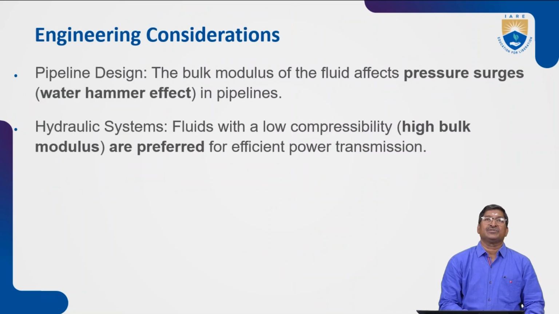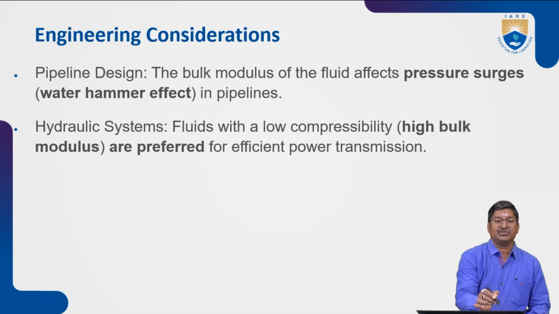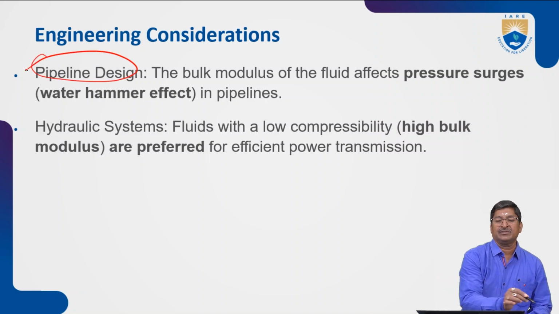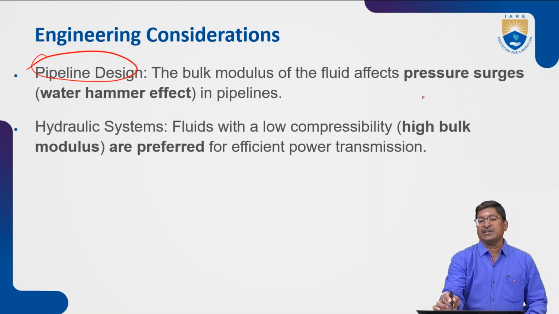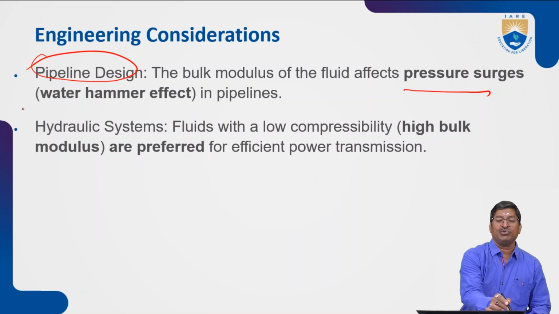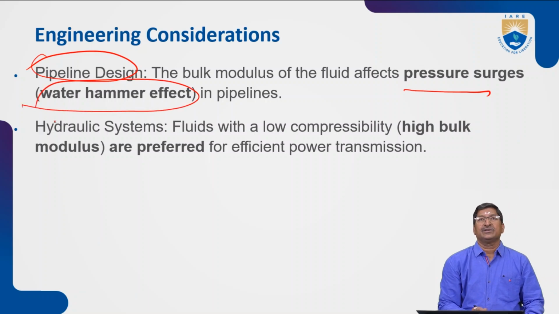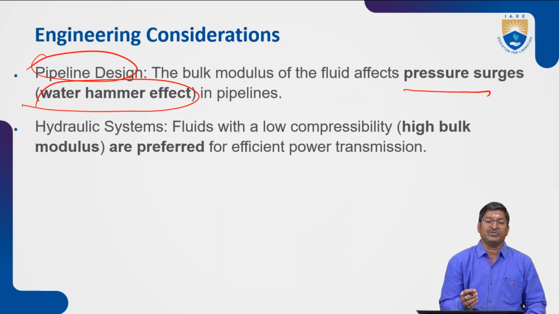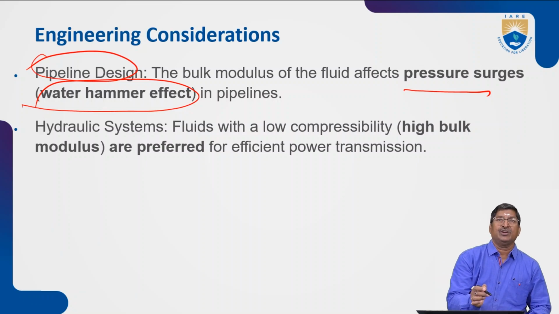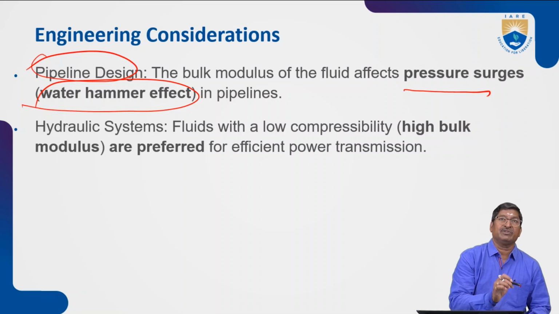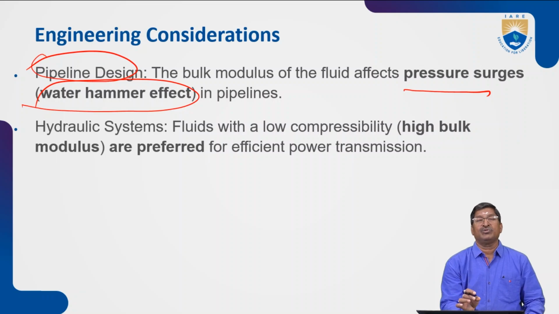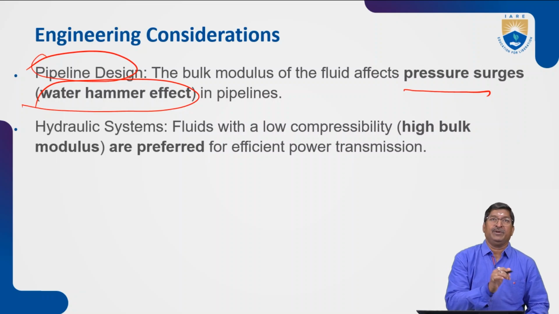Engineering considerations: where will this be utilized in engineering? First one is pipeline design. Here, how will bulk modulus affect pressure surges, that means the water hammer effect in pipelines. If huge pressure surges and water hammer effect are there, pipes will be damaged. So for the design of a pipeline, you have to know how the bulk modulus will affect the pipe material.